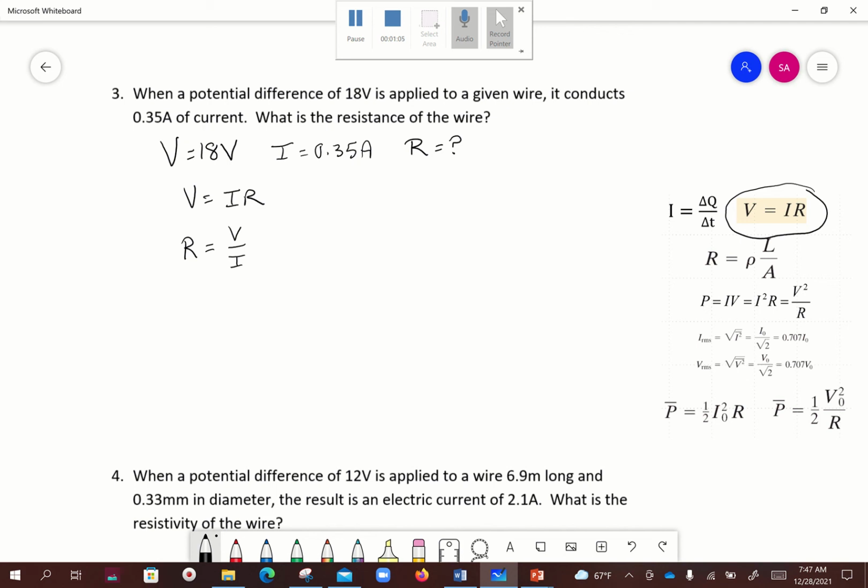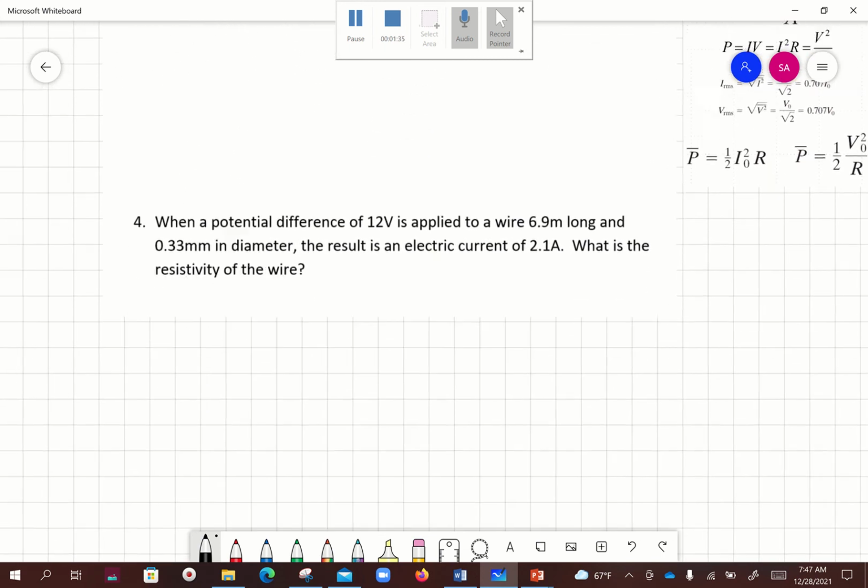So I'm just going to divide the I down that side. So it's just going to be 18 volts over 0.35 amps. And I get, hang on, I'm going to look at my numbers, 51.4 ohms. Okay, so that one was pretty much as easy as you can get. Just a tiny bit of algebra, throw it in your calculator, and you got it. All right, let's go down to the next one.